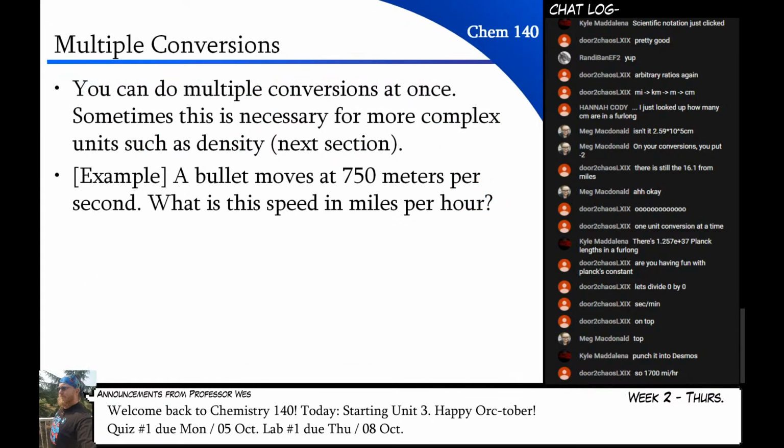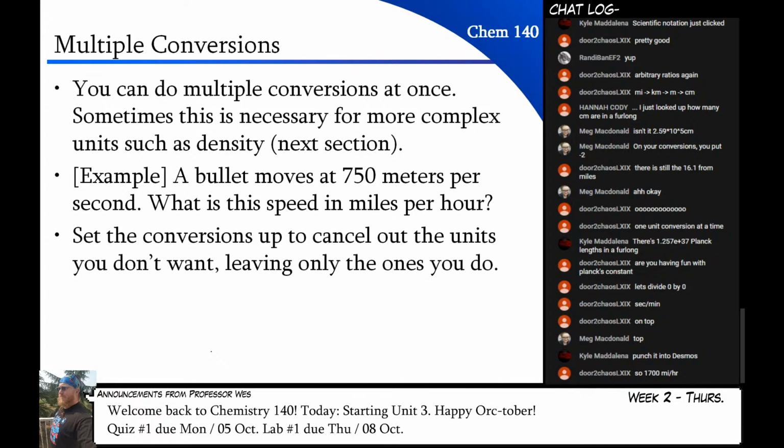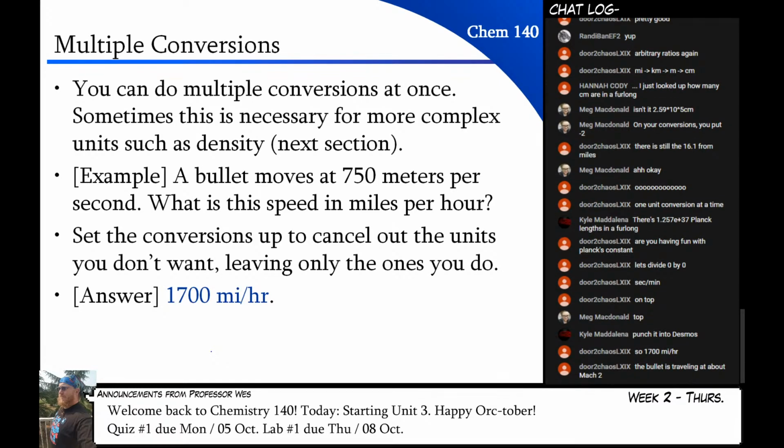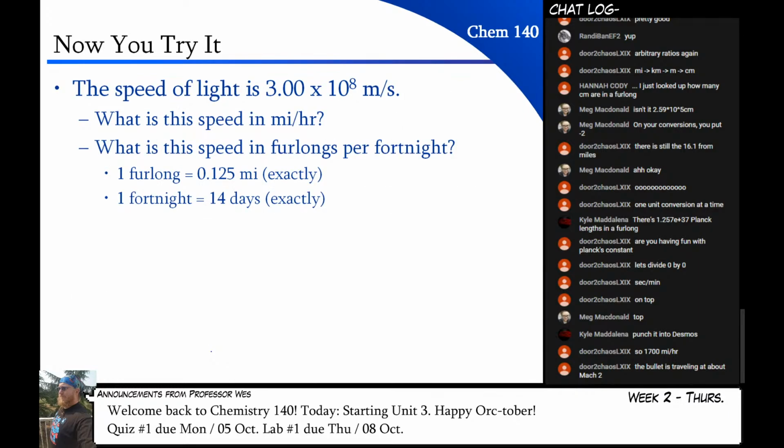Oops, I didn't actually click on PowerPoint here. And yeah, that is about Mach 2. Speed of sound is what, like 700 miles an hour, something like that? It's really darn fast.